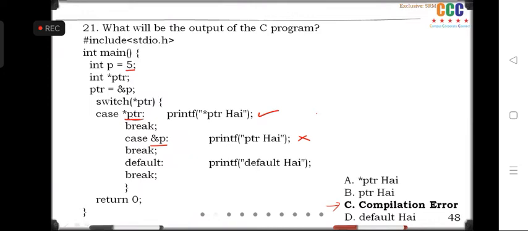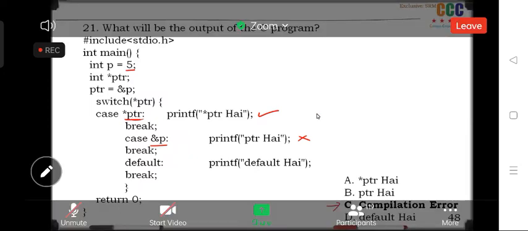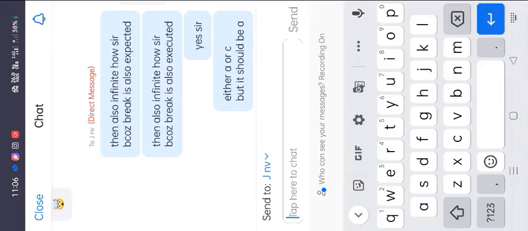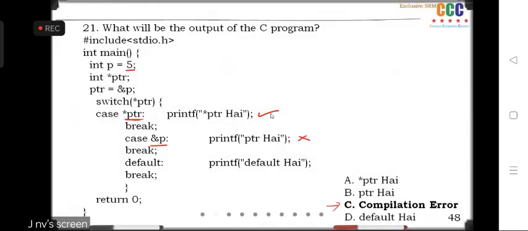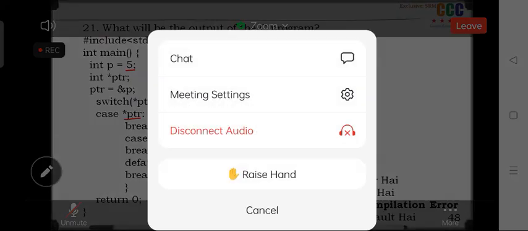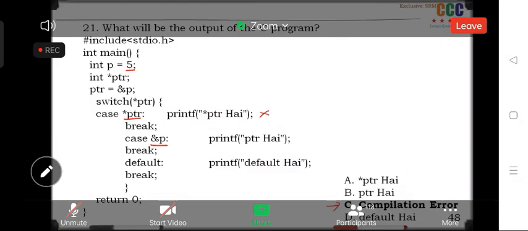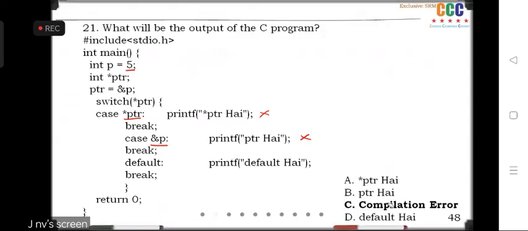Lakshmi, what to repeat, madam? So what Mohit is saying is that star PTR being an expression is not valid. Not only that, he is also pointing out that the address of P is also an expression, so that is also not valid. That's why it is a compilation error.